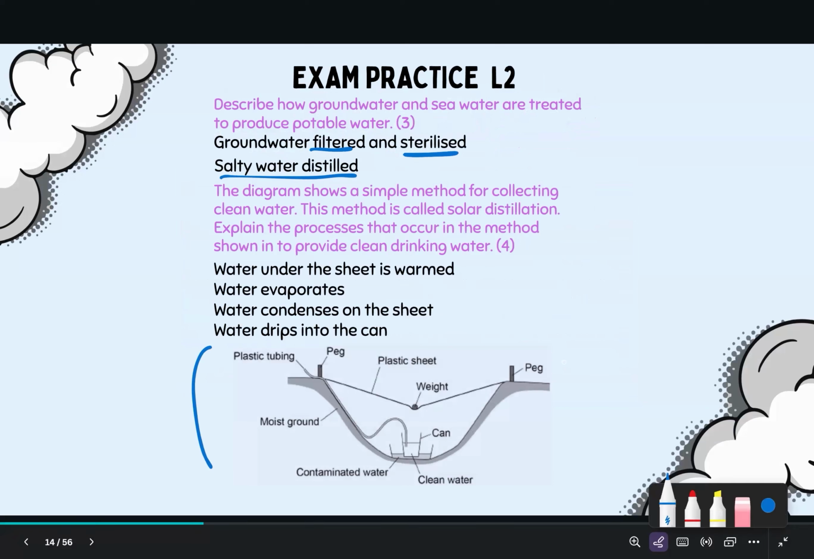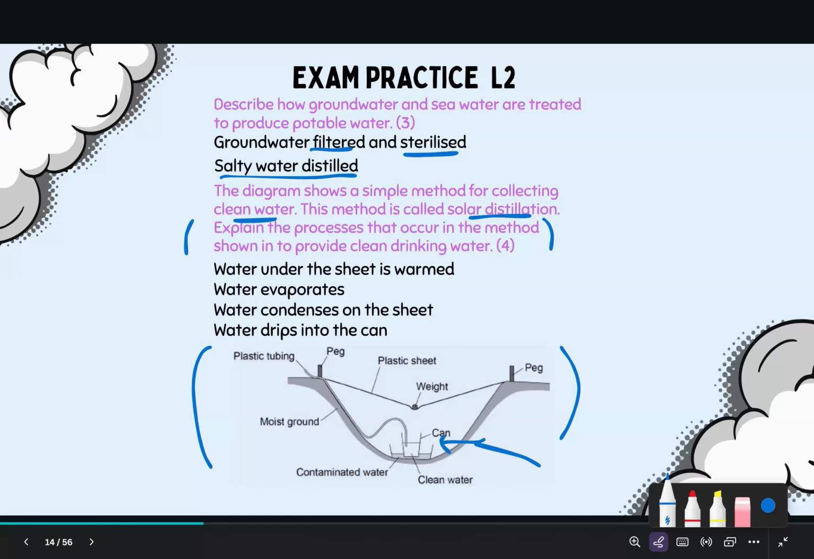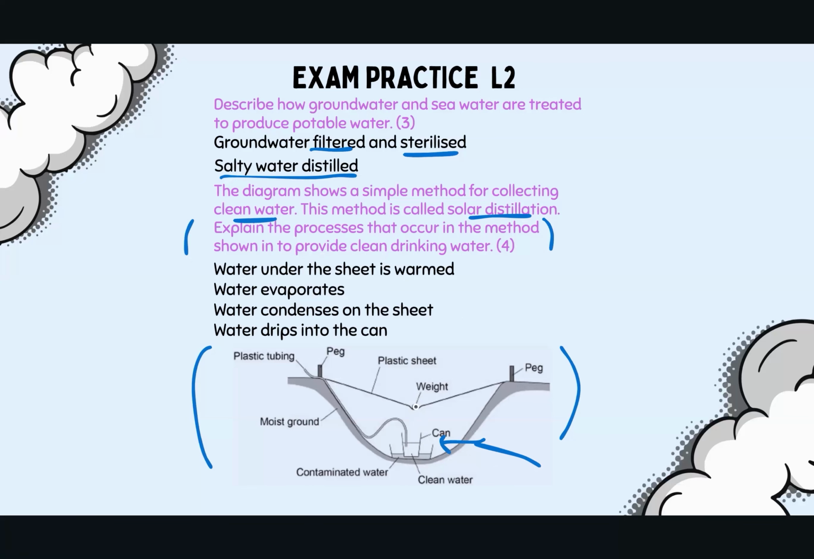Now, if you look at this diagram here, it says the diagram shows a simple method for collecting clean water. This method is called solar distillation. Explain the process that occurs in the method shown in the diagram below to provide clean drinking water. So, the plastic sheet probably has a darker color, so it absorbs heat from the sun. That means the water underneath the sheet in the can warms up. The water evaporates.